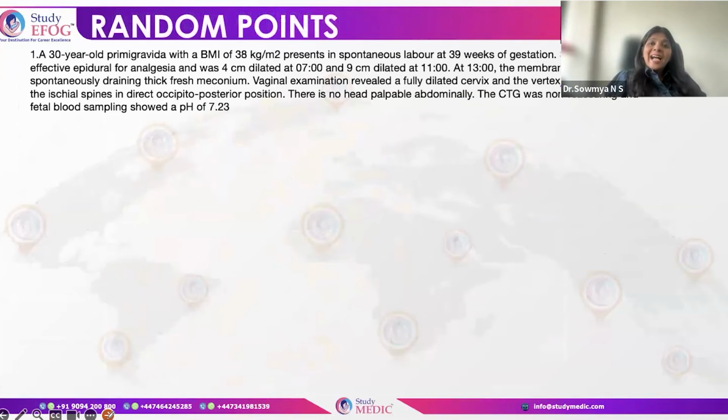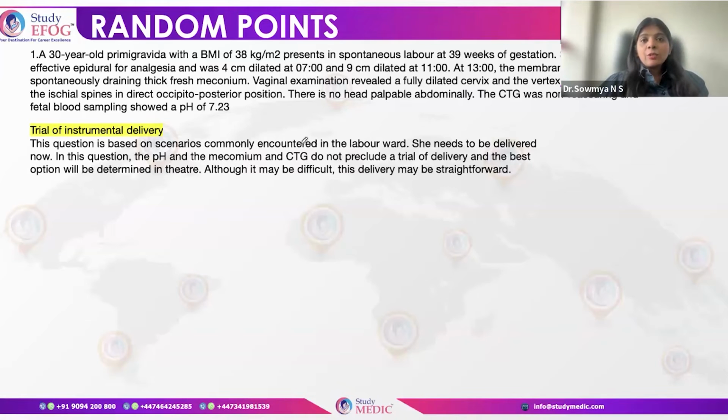And when you have the pH values, because FBS would still be done in a couple of the European countries, you do FBS in cases where you want to give some time and understand the acid-base status of the baby. Here, the CTG was non-reassuring in an obese woman and the pH shows 7.23. In this case, she is also fully dilated.